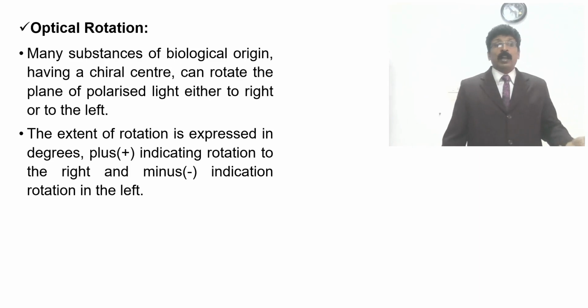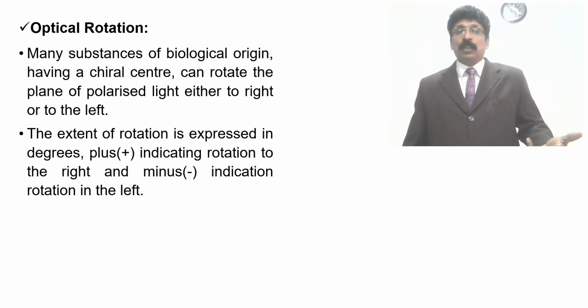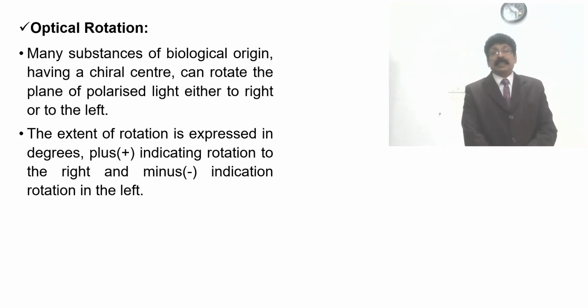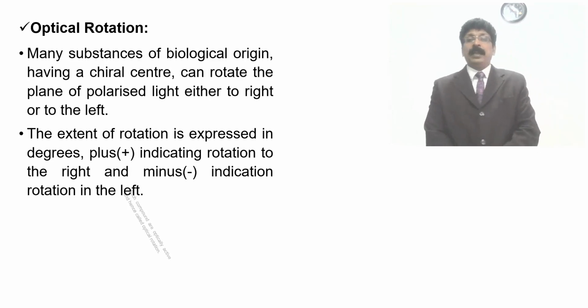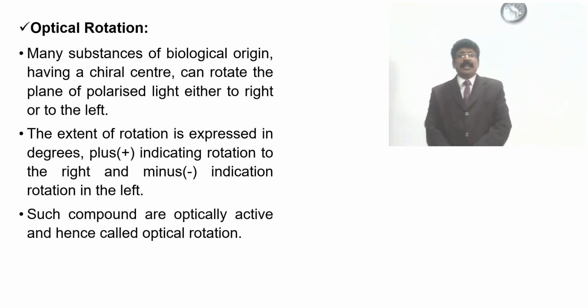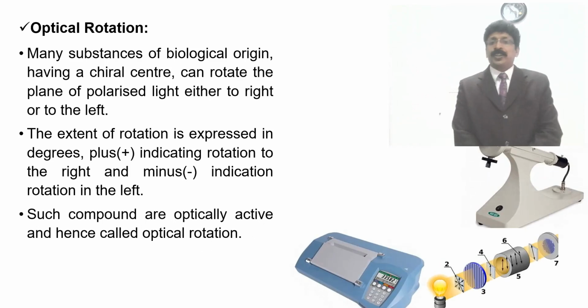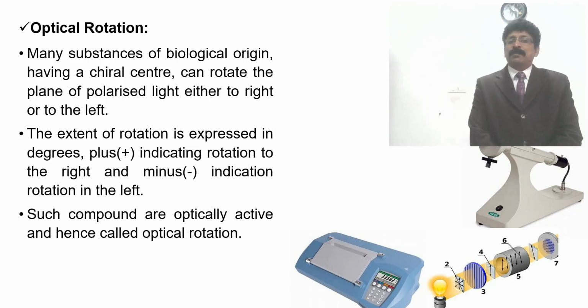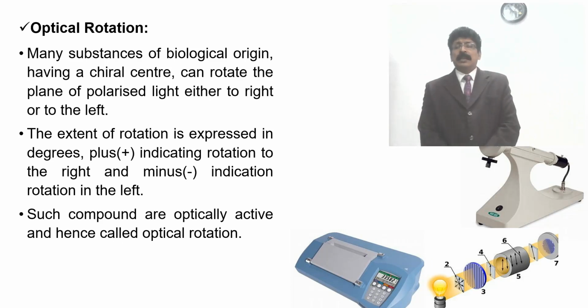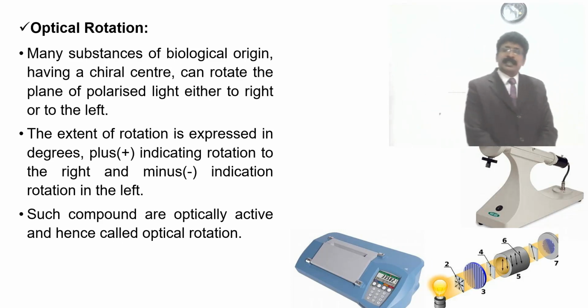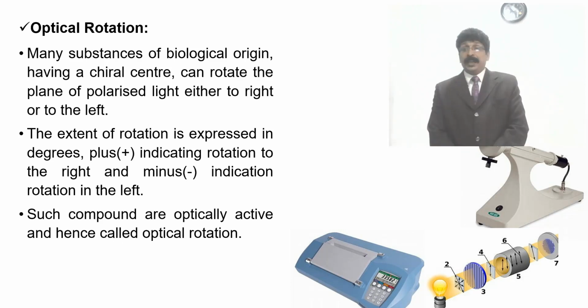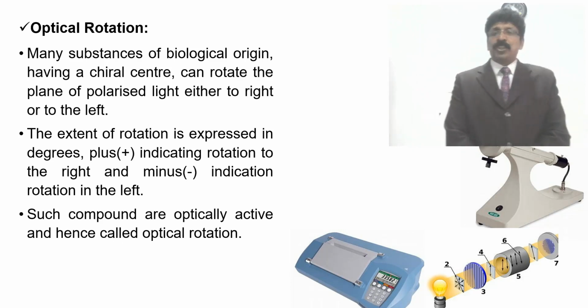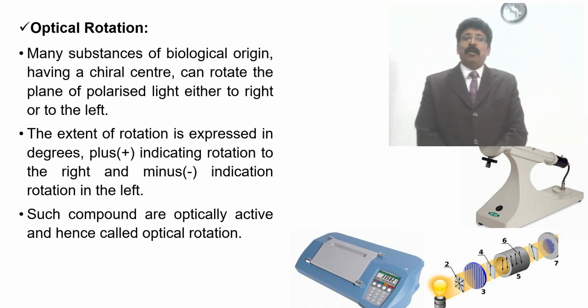Polarized light shows a rotation of the plane polarized light either to the right or the left by the compound. The extent of the rotation is expressed in degrees of plus or minus, rotation right is plus and the left is minus, and this compound is optically active, and hence optical rotation can be determined by means of a polarimeter. We can also have an automatic system. For example, sugar solutions have different optical rotations because they have many chiral carbon atoms in their compound, so the optical rotation can be determined.